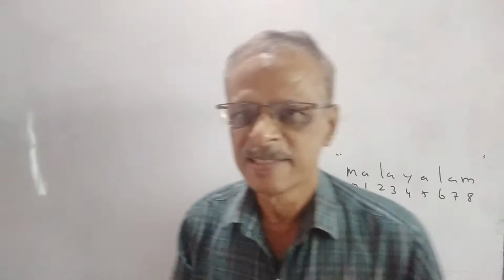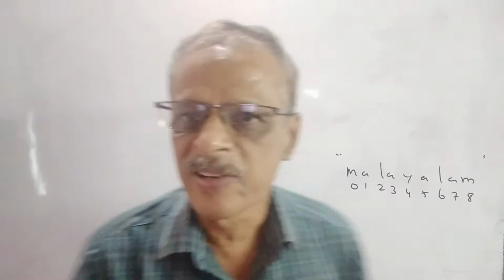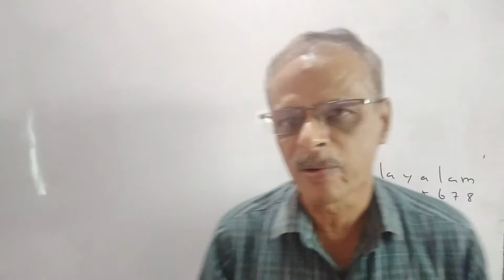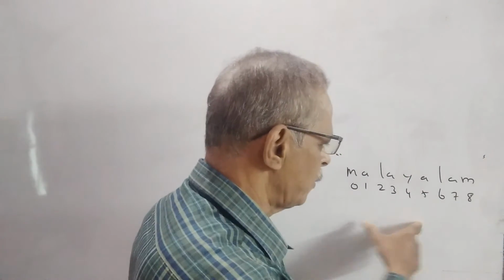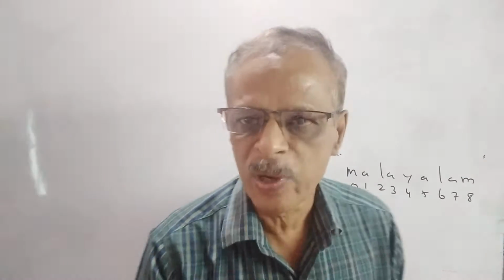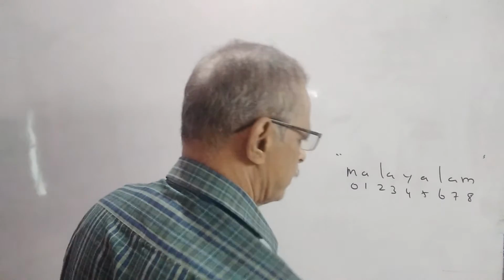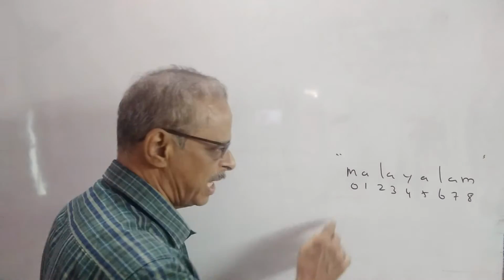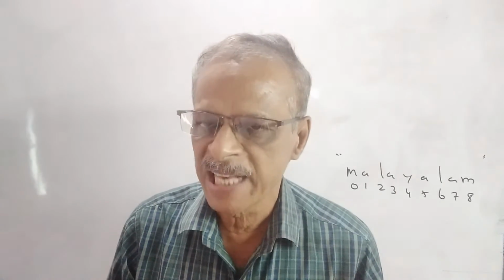Hello everybody. Now we are going to write a Python program to check whether a given string is a palindrome or not. What is a palindrome? A palindrome is a string whose reverse string is the same as the original string. Malayalam is a palindrome. When we read from the back, it is also Malayalam. Now we are going to write a Python program to check whether a given string is a palindrome or not.